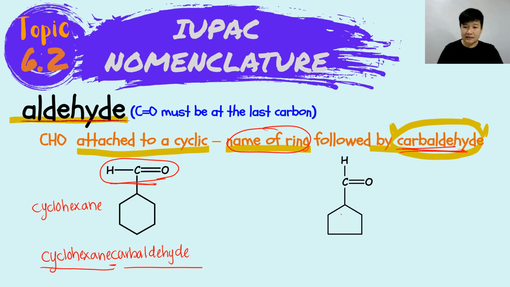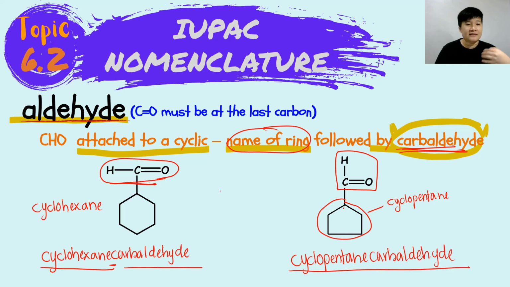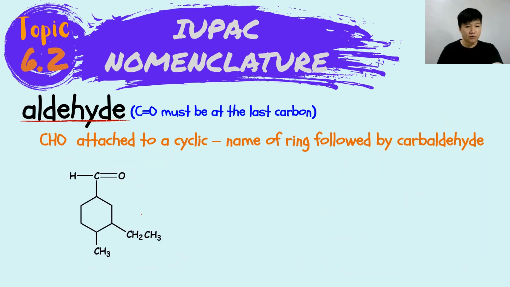Okay, next, another example. I have a 5-carbon ring over here. So that is my cyclopentane. And having an aldehyde attached directly to the ring. Bear that in mind, directly to the ring. So it will be cyclopentanecarbaldehyde. And that is how we name when your C double bond OH attached to a cyclic. Bear that in mind, it must be directly attached to the cyclic. Okay? Simple? Easy.